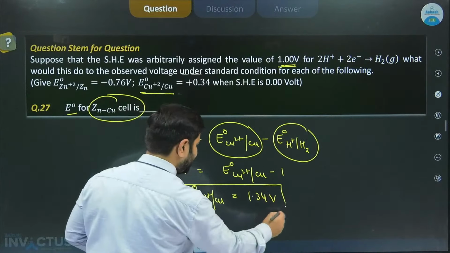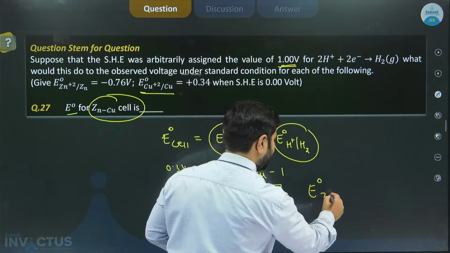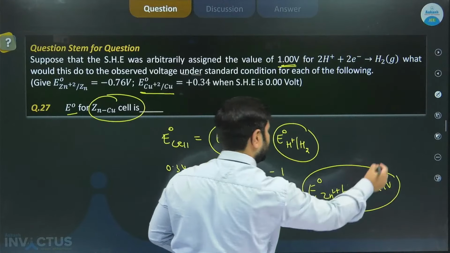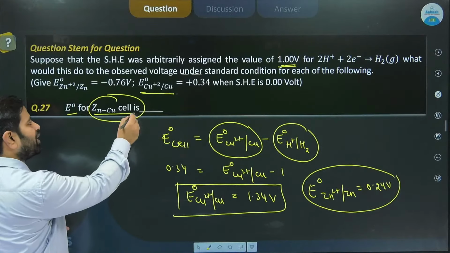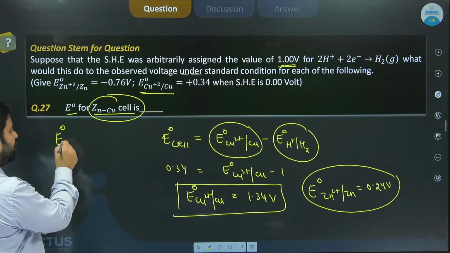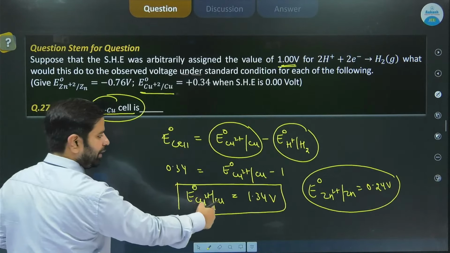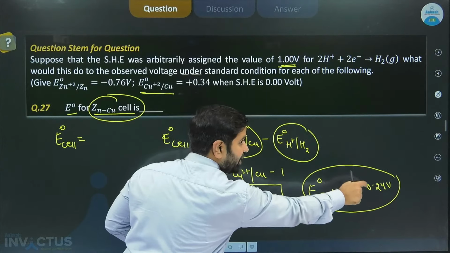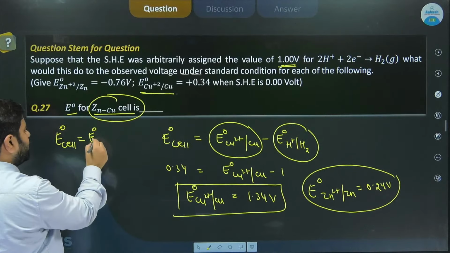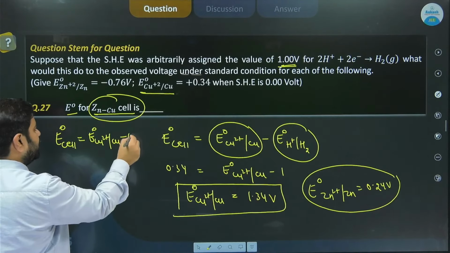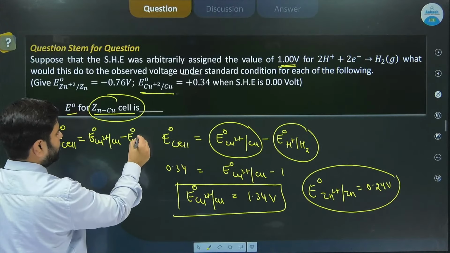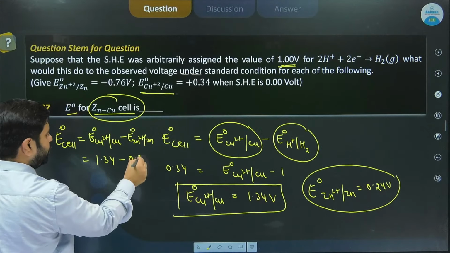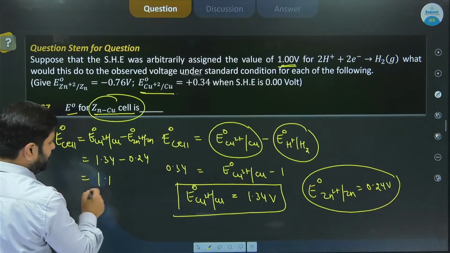Now we know the value of this, and we know the value of Zn2+/Zn that we calculated in the previous part. Now it is asking, if we make a Zn-copper cell, what will E0 be? E naught cell would be equal to: copper will act as the cathode and the Zn electrode will act as the anode because it has a lower reduction potential. So E naught copper 2+/copper minus E naught Zn2+/Zn. So it would be 1.34 minus 0.24. So it would be 1.10 volt.